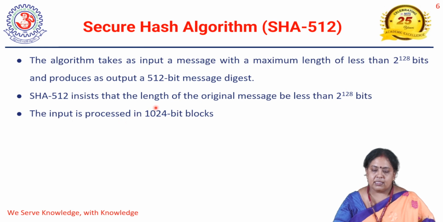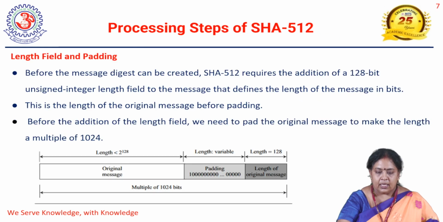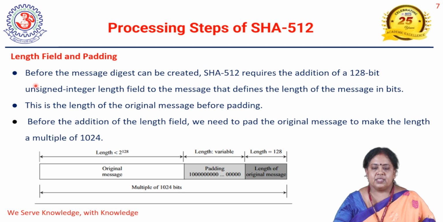And this input message is processed in 1024 bit blocks. So the message is divided into blocks of size 1024 bits. Here we are going to discuss the processing steps of SHA-512, how we are going to process this algorithm. So first we have to consider the length field and padding.